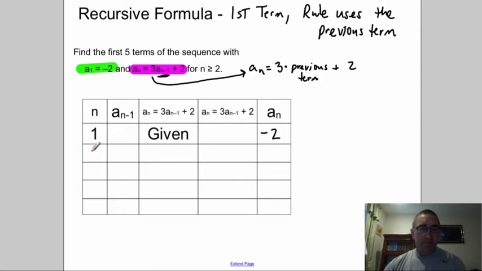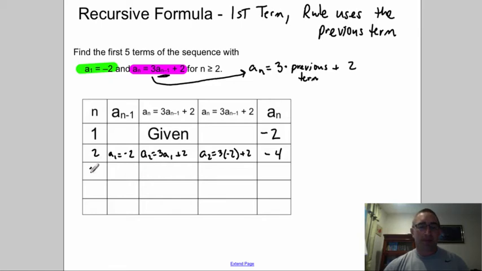The second term is going to use the previous term, continuing on. So a sub n minus 1 would be a sub 1, the previous term here, 2 minus 1. We know that to be negative 2. So my formula for the second term is going to be 3 times a sub 1 plus 2, which will be, the second term will be 3 times negative 2 plus 2, which is negative 6 plus 2. That's going to be negative 4.